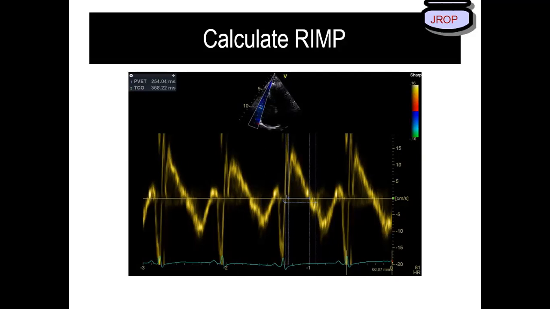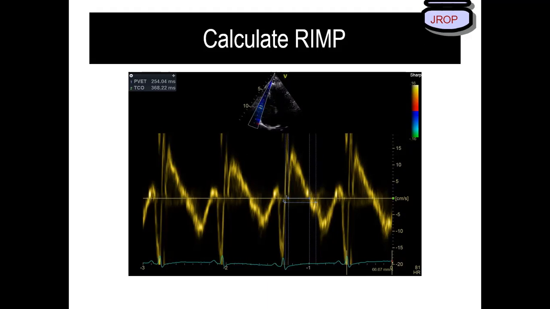So it will be 368 minus 254 divided by 254. So that will be the RIMP. What is the normal RIMP by this method, and what is this method? So this is the right-sided myocardial performance index method, sir. Correct. And it is done by tissue Doppler imaging of the RV free wall. Yes, sir. Normal is 0.56 or less than that.